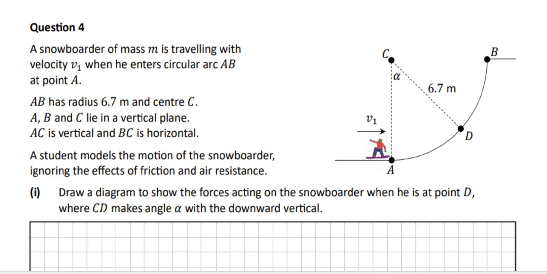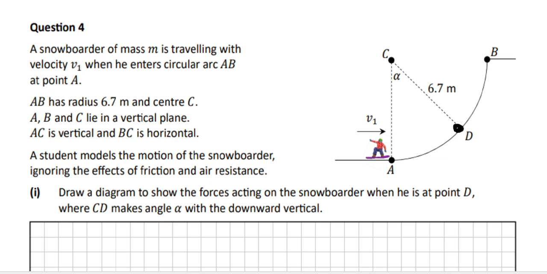A snowboarder of mass m is traveling with velocity v1 when he enters a circular arc AB at a point A. AB has a radius 6.7 and a center C. A, B, and C lie in the vertical plane. The student models the effect of a snowboarder ignoring the effects of friction and air resistance. No friction, no air resistance. Draw a diagram to show the forces acting on the snowboarder when he's at the point D.